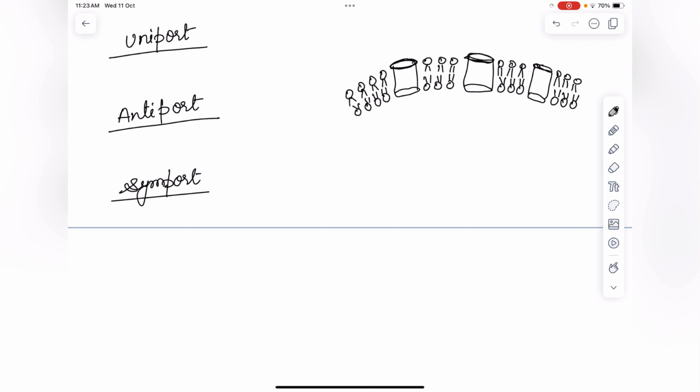In uniport, what will happen? One molecule will move in one direction. Antiport means two molecules move in the opposite direction. Anti का मतलब क्या होता है? It will move in an opposite direction. Symport, two types of molecules move in the same direction. Two types of molecules will move in the same direction.